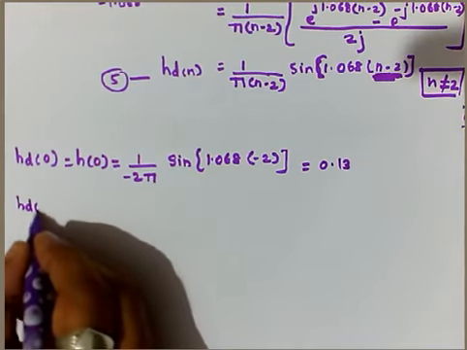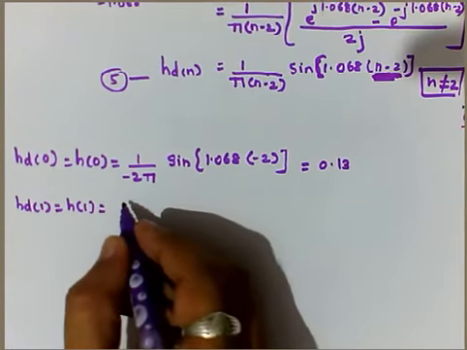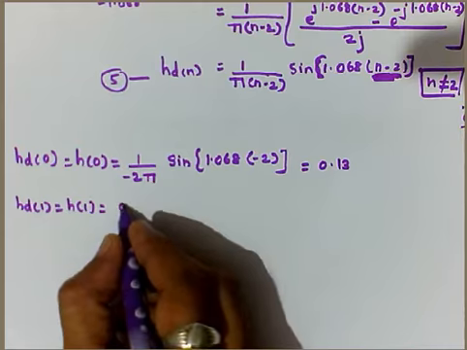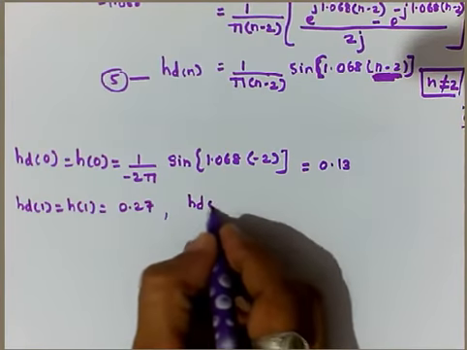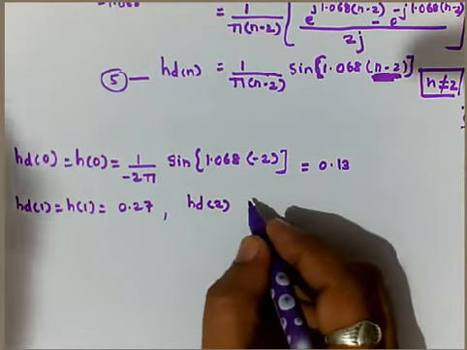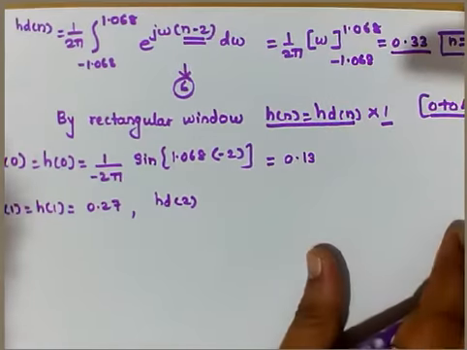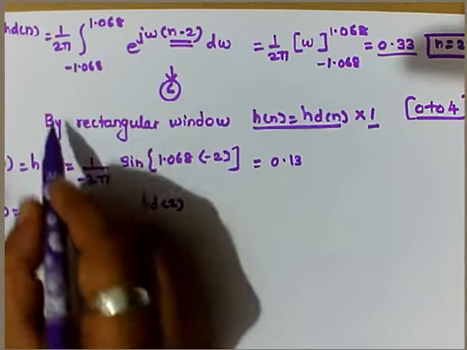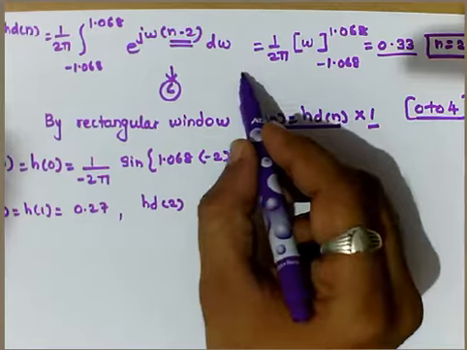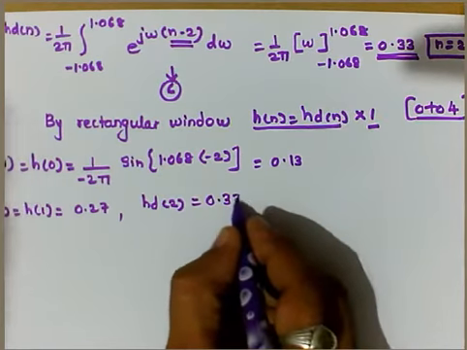Similarly, hd of 1 is nothing but h of 1. This gives the value 0.27. Similarly, hd of 2. Now the question comes here for n equal to 2. That's why we need to use equation number 6. So this is the equation we must use. This value is 0.33.